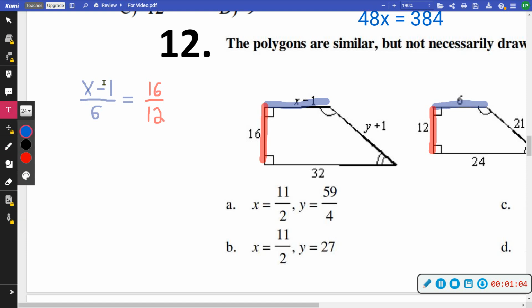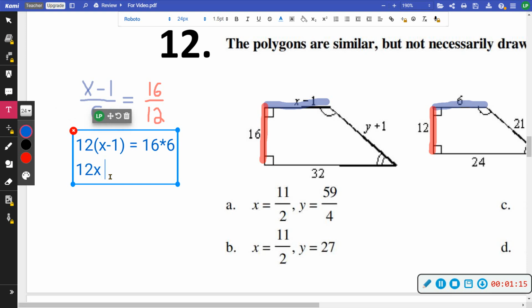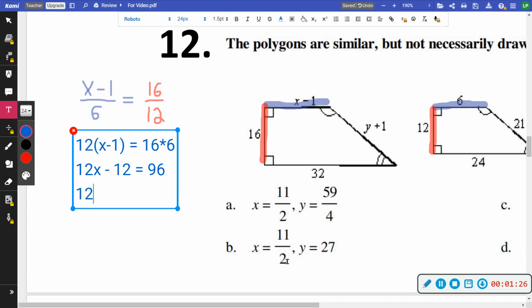Cross multiply, got 12 times x minus 1 equals 16 times 6. Distribute the 12, that'd be 12x minus 12, and 16 times 6 is 96. Add 12 to both sides. 96 plus 12 is 108. Divide by 12. 108 divided by 12, and I get 9. So x equals 9.